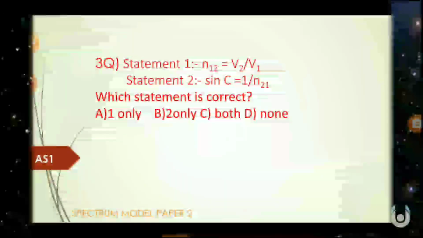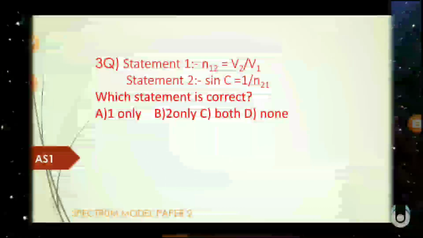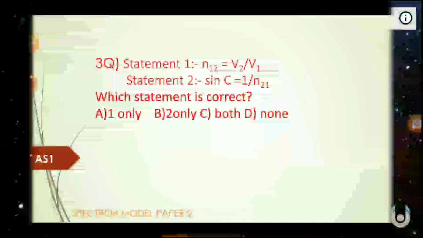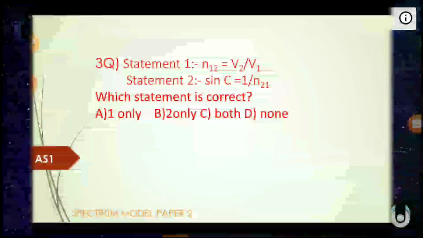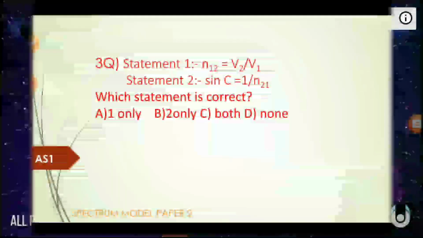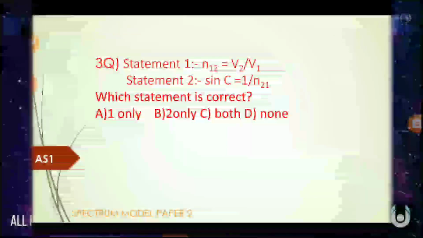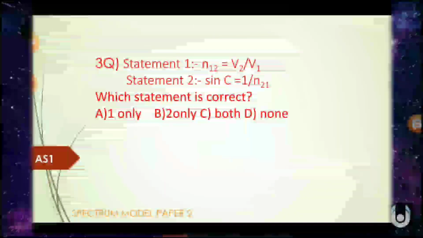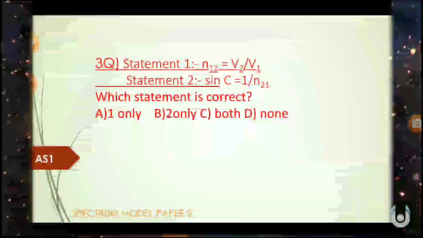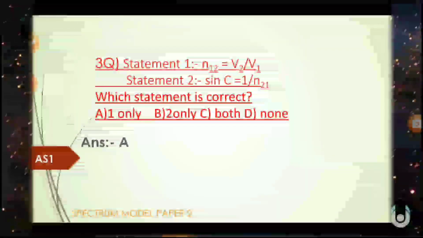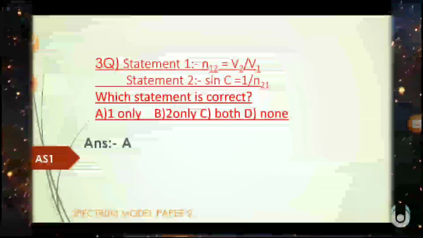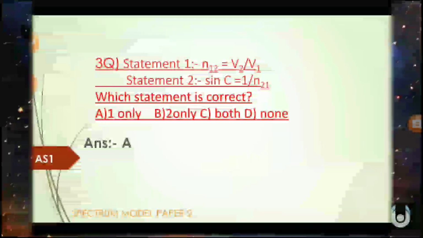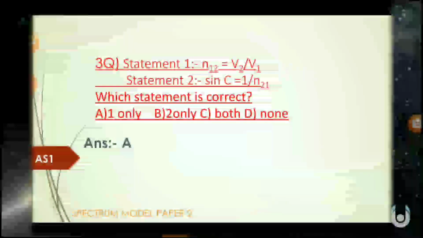Third question. Statement 1: n12 is equal to v2 by v1. Statement 2: sin C is equal to 1 by n21. Which statement is correct? A. 1 only. B. 2 only. C. Both 1 and 2. D. None of the two statements. Answer is A, 1 only. Statement 1 is right. Statement 2 is wrong because sin C is equal to 1 by n12.